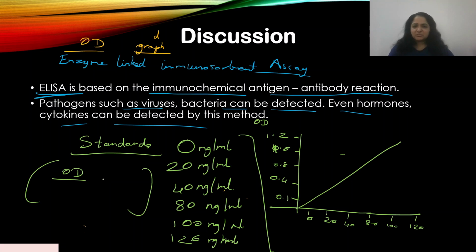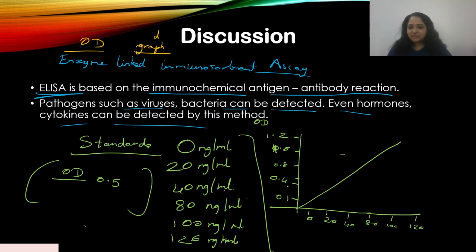Okay, we got something, let's say, 0.5. Now 0.5 should be somewhere here, let's say. Use graph paper, please, okay? Don't do it as I'm doing it. Let's say you get your optical density at 0.5.